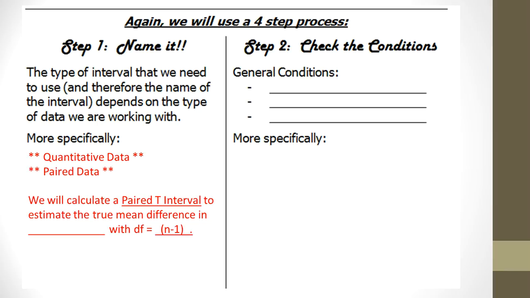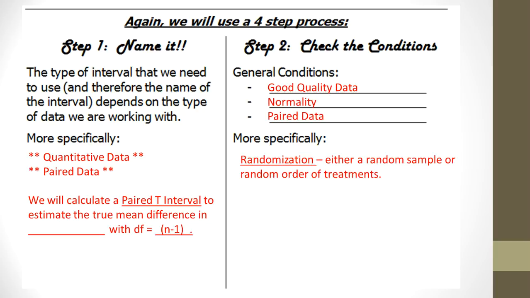Step number 2, we need to check our conditions. These conditions you've seen before. We're going to be working with good quality data. We need to check for normality. And in this situation, we need to check that we are working with paired data. Remember, with our good quality data, that means we're working with randomization. Either that is a random sample or we have a random order of treatments.